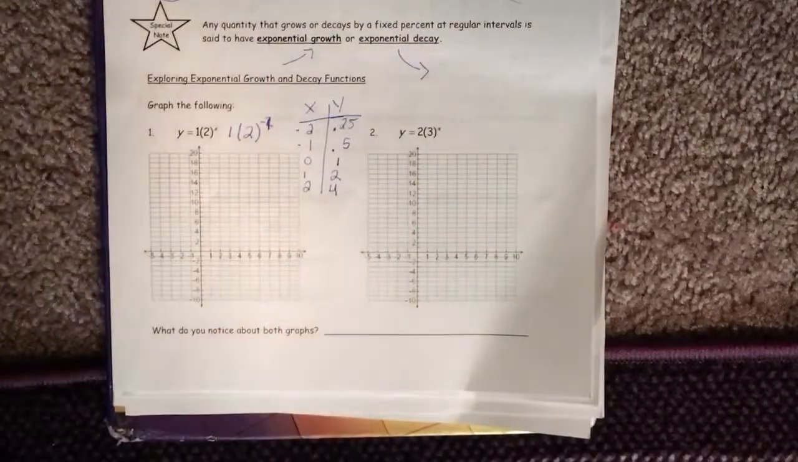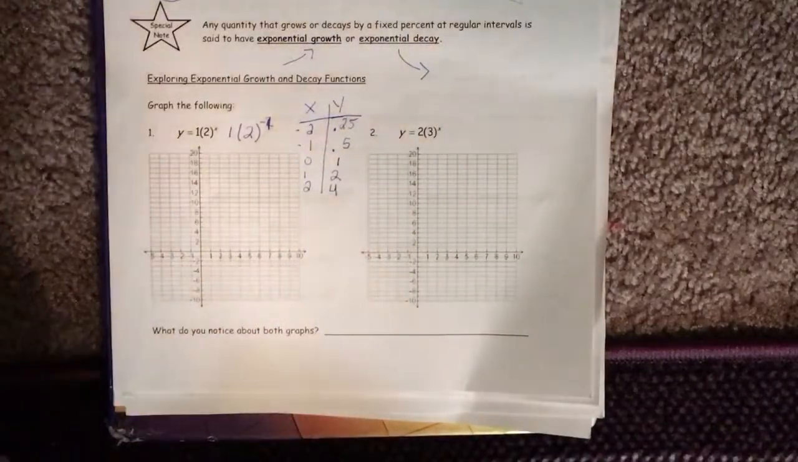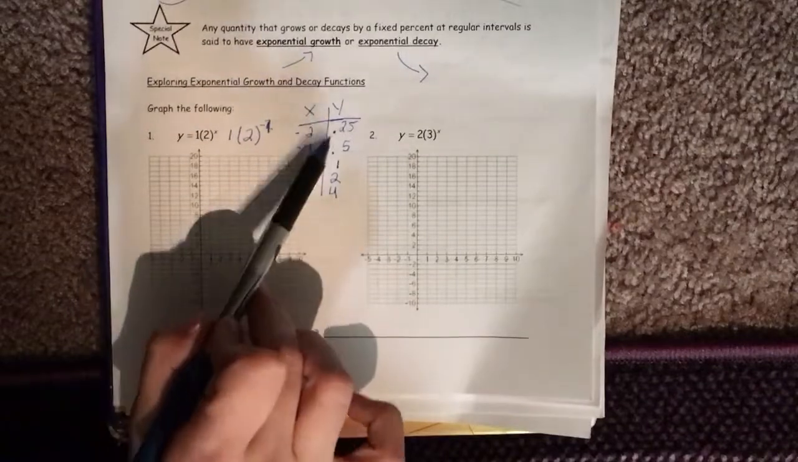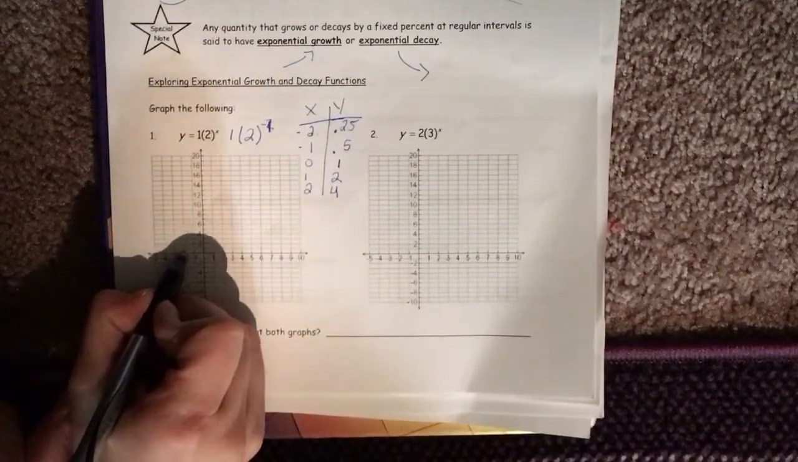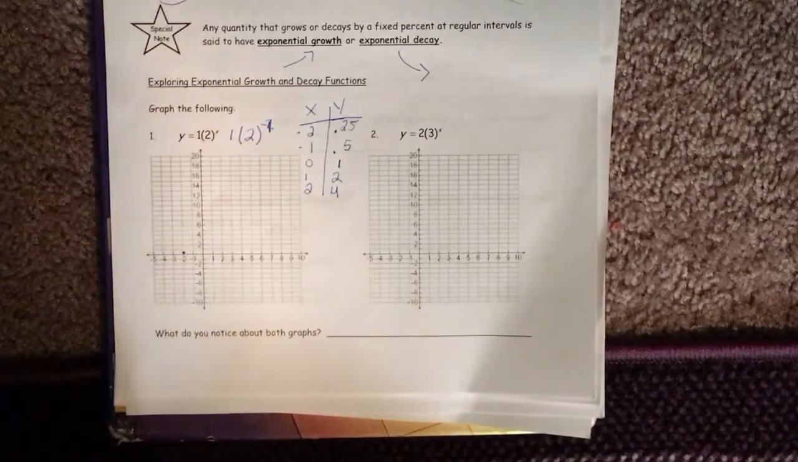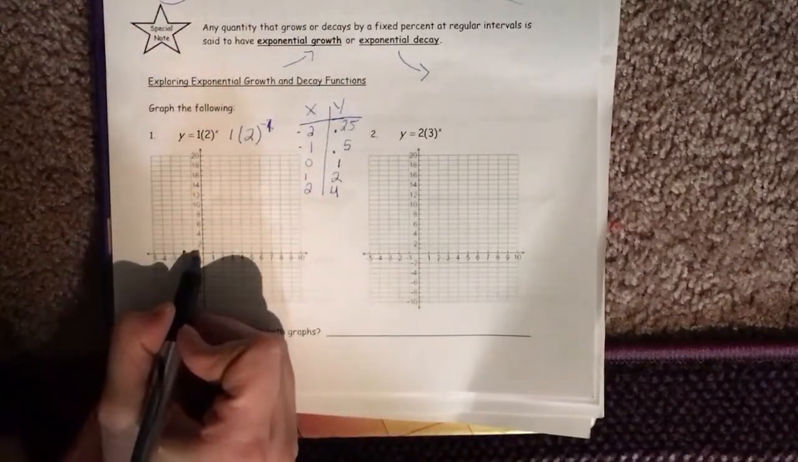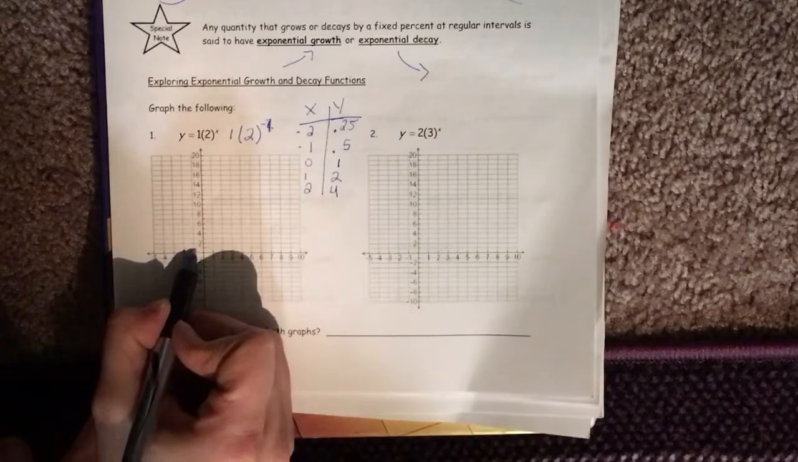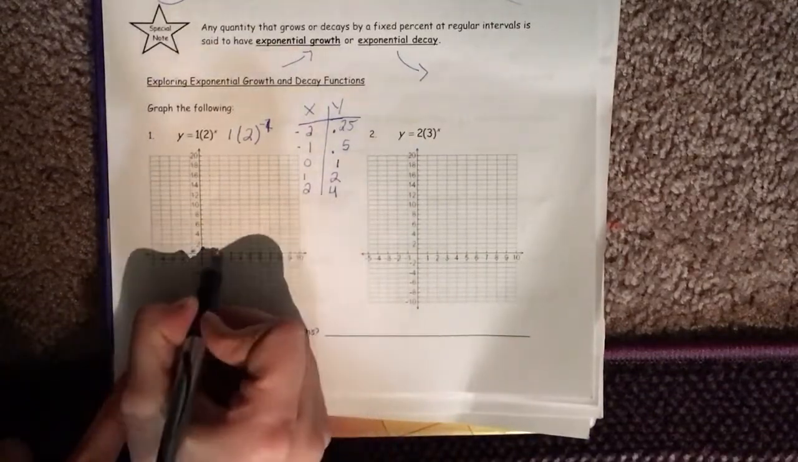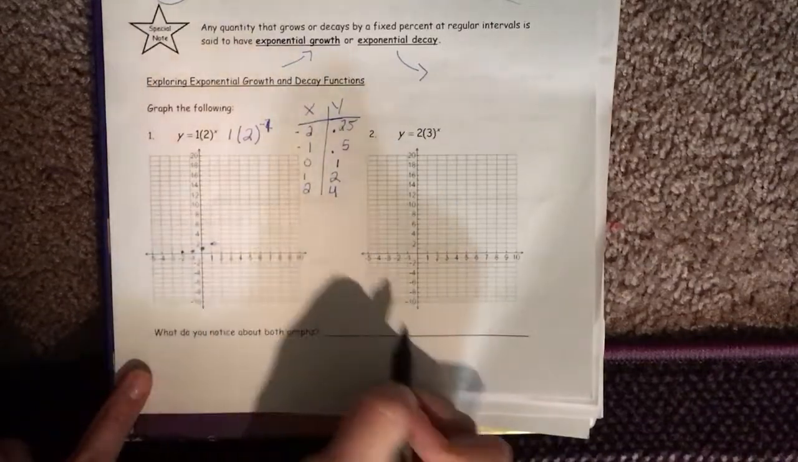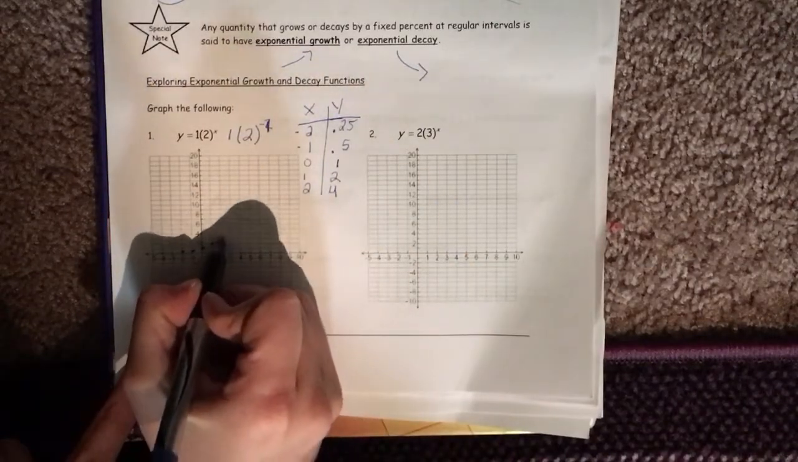So then we go ahead and we graph each of these points. Our first point is -2, 0.25. So we go to -2 and we go to 0.25, which is about right here. Then we have -1, 0.5, so -1 a little bit further up. We have 0, 1, 1, 2, and 2, 4.